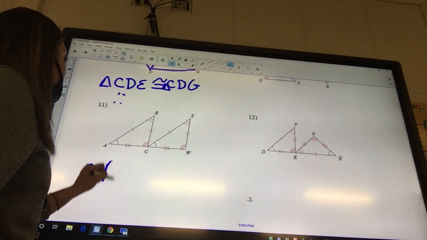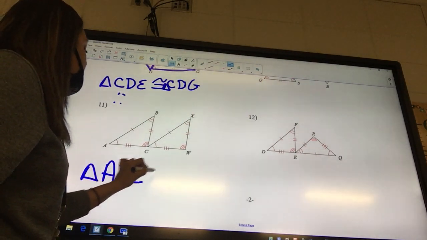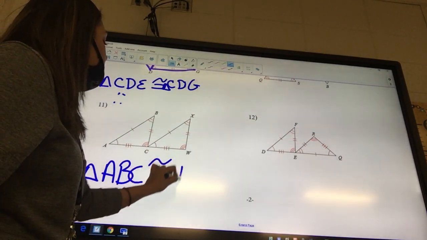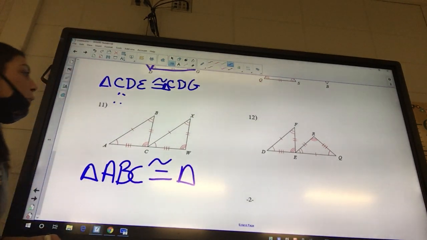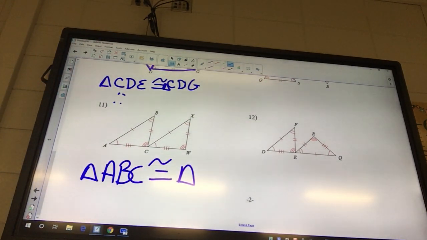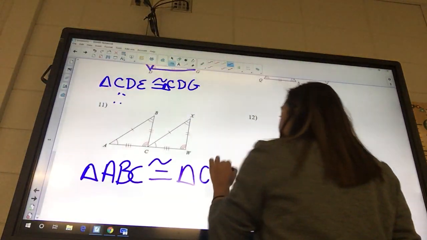Okay, so I got A, B, C is congruent to triangle. Finish the statement. CXW. Yep, CXW.